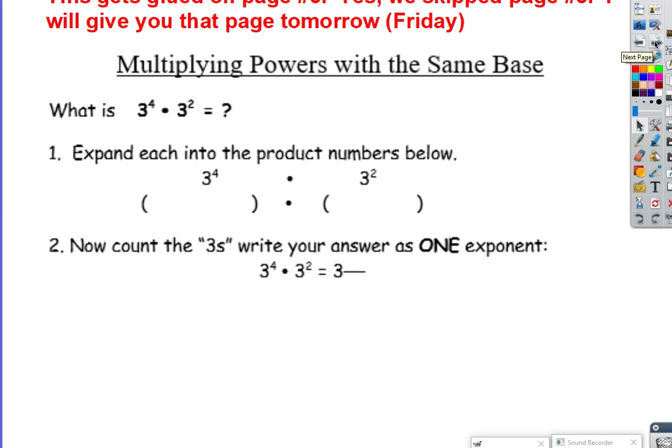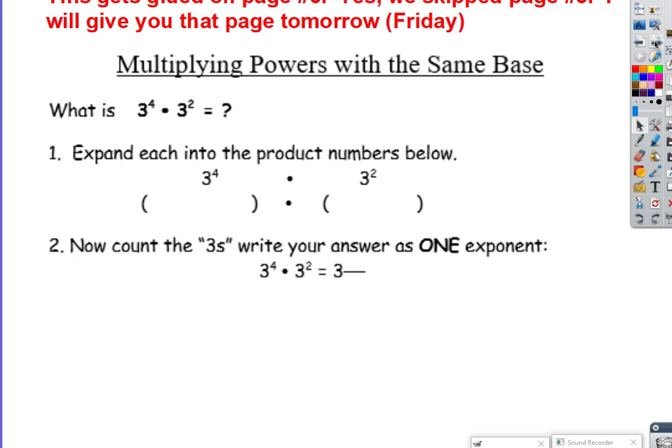So this will get glued on page number 6 of your interactive notebook. Yes, we skipped page number 5. We did not get to it in blocks 1 and 2. Block 3, you will have something on page number 5. For those of you that don't have it, I will give you that page tomorrow.